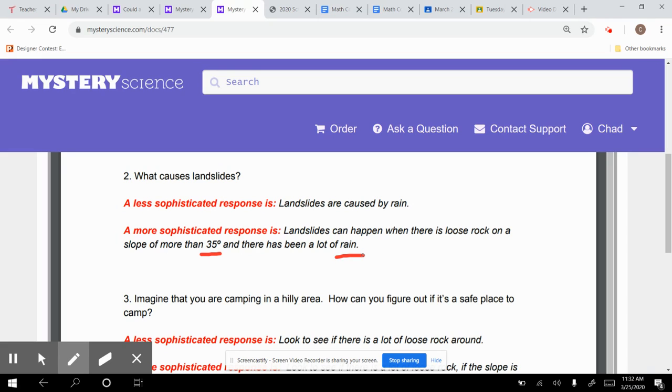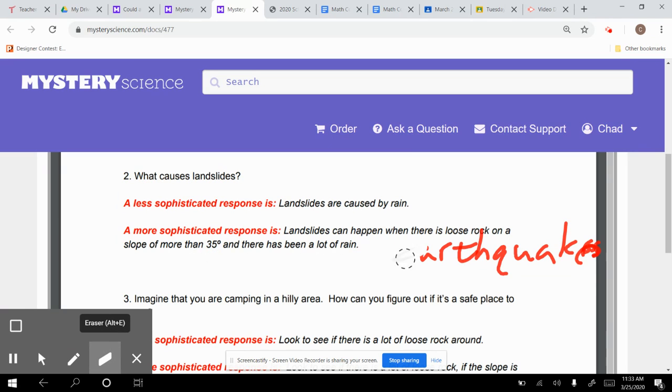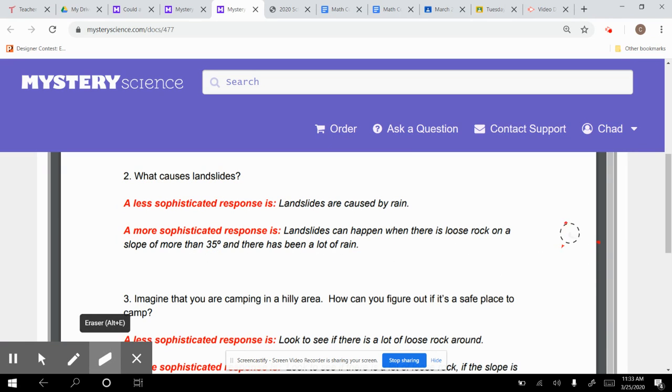But there are other things that cause landslides. And in some cases, they are the result of earthquakes. So if you would have written earthquakes, that would also be a good response, to shake those rocks off the hillsides. Sorry about my stylus. Okay, so that's it for number 2. The last one on the assignment is number 3.